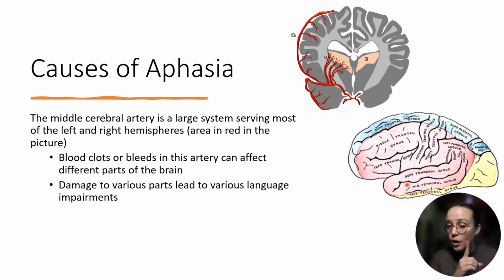The middle cerebral artery does serve mostly the outside, or what we call the lateral cortex of the brain, but there are parts of the middle cerebral artery called the lenticulostriate arteries that do serve parts of the middle, what we call the medial section of the brain. But typically aphasia is the result of cortical damage, meaning outside lateral damage.